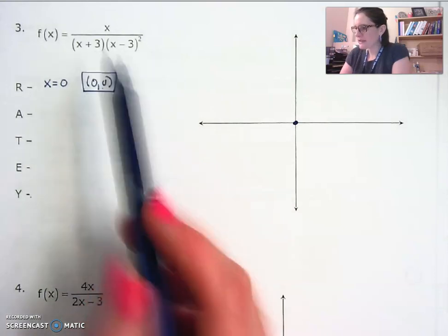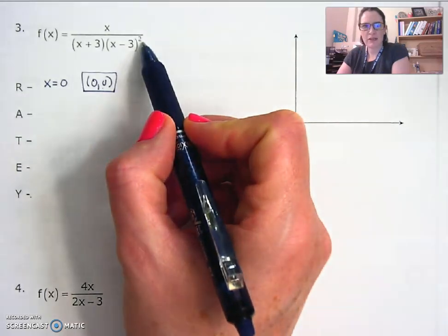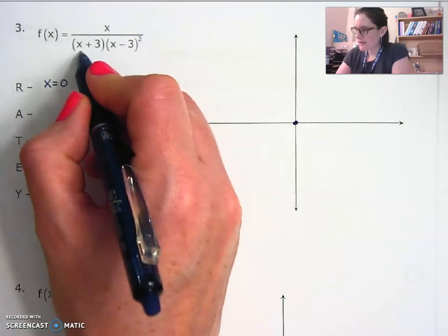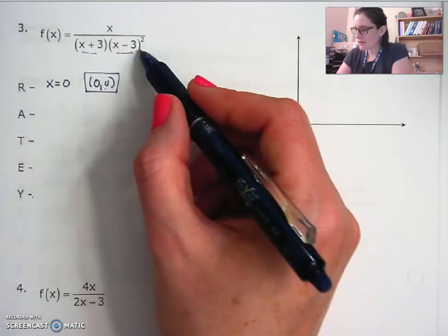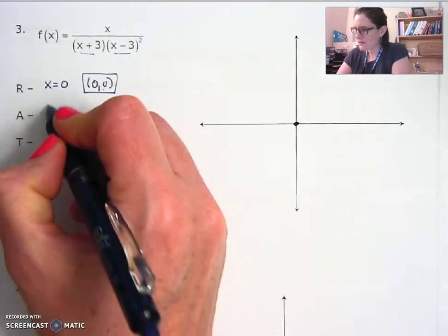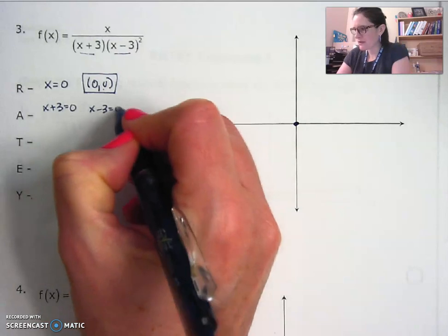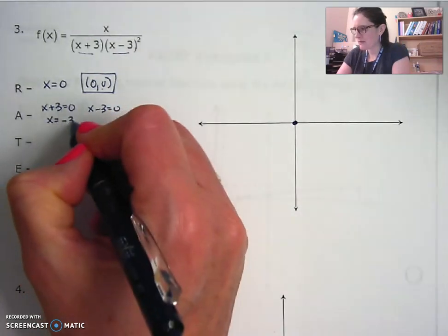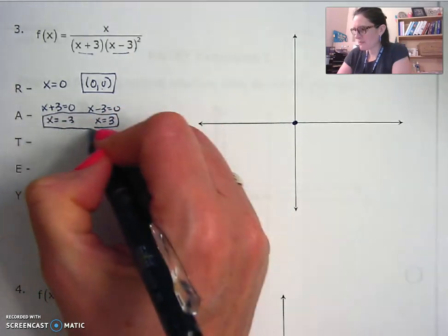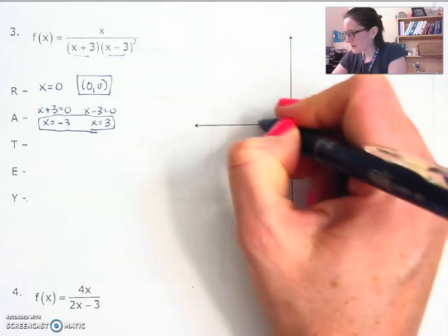We actually technically have 3 factors, but these two are exactly the same. Remember that this means x minus 3 times x minus 3. So we need to only set this one equal to 0 and solve one time. So x plus 3 equals 0, x minus 3 equals 0. Solving them gives me these 2 lines. So those are my vertical asymptotes. I'm going to go ahead and graph them.